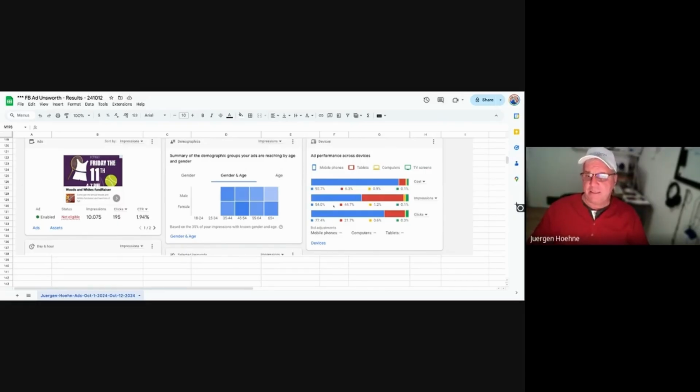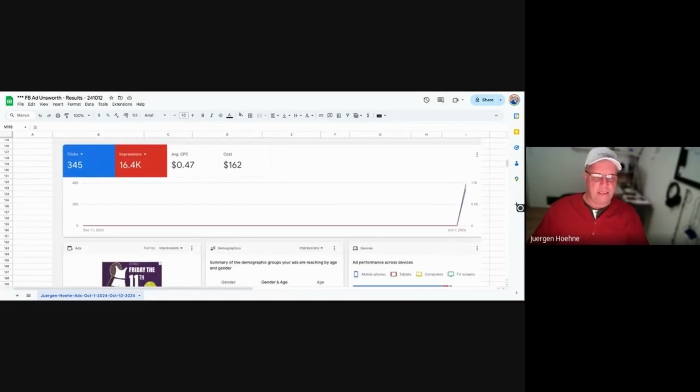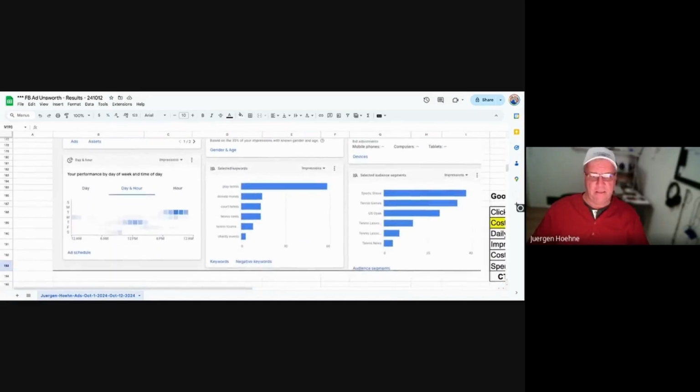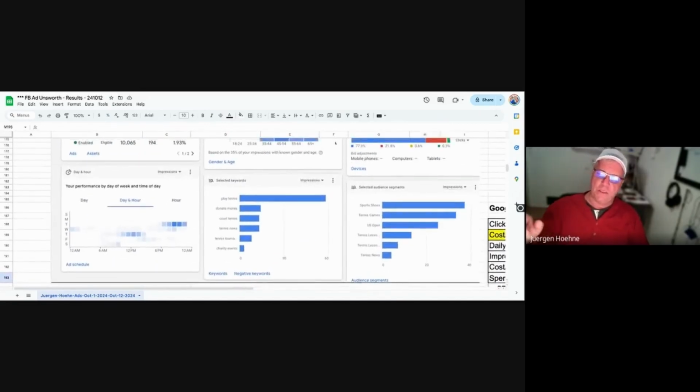And as far as impressions here, sorry, that's impressions. And this is click through. So, 25% on tablet, 75% on mobile. These are rough estimates, right? And here, again, the same sort of data. And then the key thing is what keywords, because I said people that were interested in certain things: playing tennis, donating money, court tennis, tennis news, sports shoes, tennis games were the key thing here.